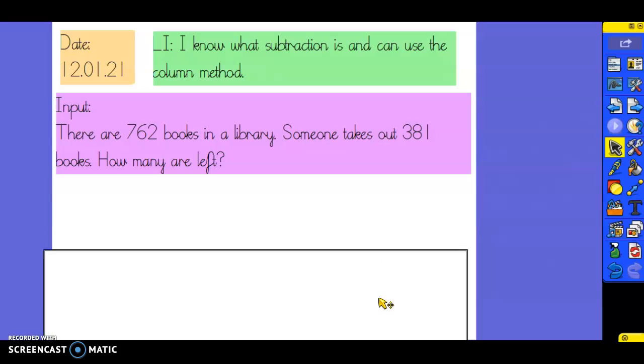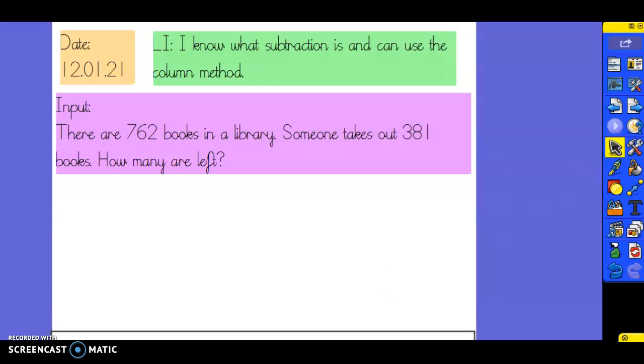So, there are 762 books in a library. Someone takes out 381 books. How many are left? So again, with any of these questions that we get, we always look for the key information. 762, 381. We know we are dealing with subtraction at the moment because it's saying how many are left. And also in our learning intention, we've got the word subtraction there. We know that's our focus.